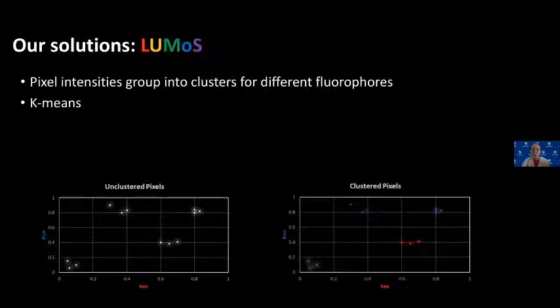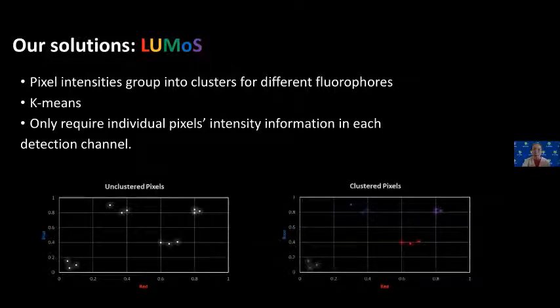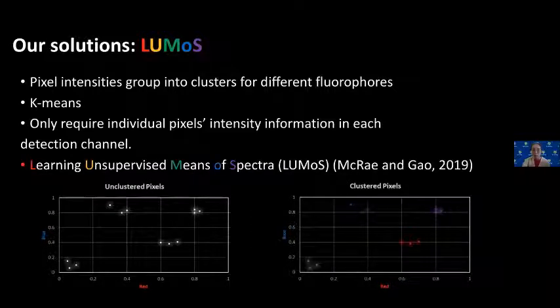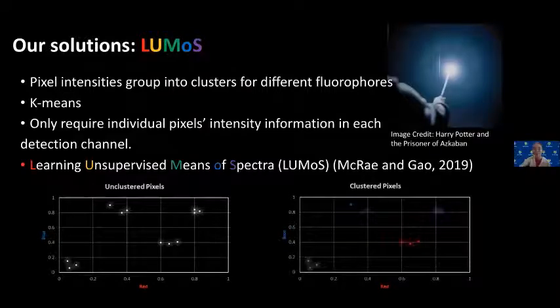So the first thing we thought about would be k-means, which is the simplest clustering method we can use. And the nice thing is that it only requires individual pixel intensity information under each of the detection channels. That's all we need. And we gave it a name. We call it Learning and Unsupervised Mean of Spectra, Lumos. My former lab data analyst gave the name, inspired by one of the magic spells from Harry Potter, if anyone is a Harry Potter fan.